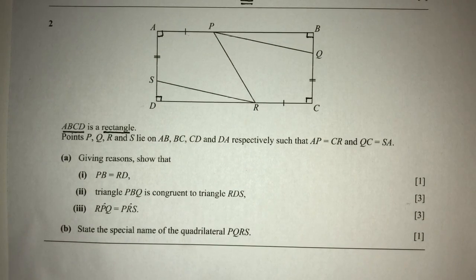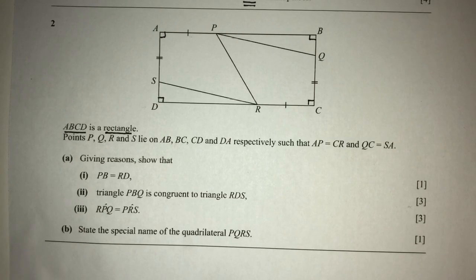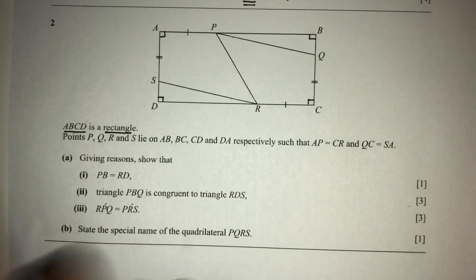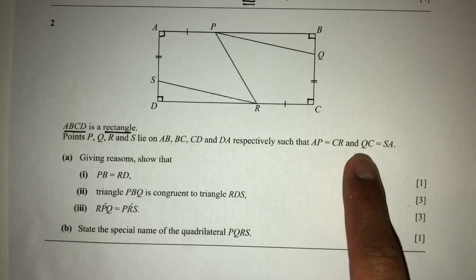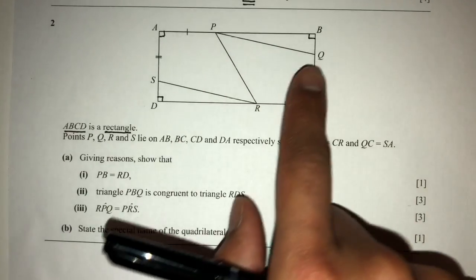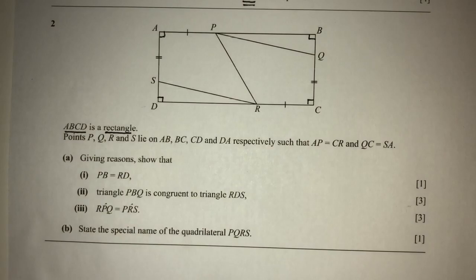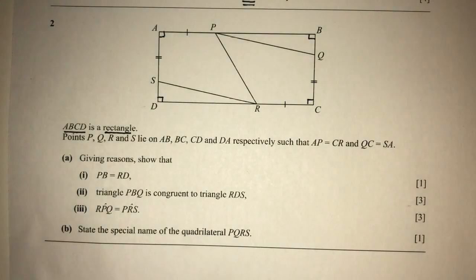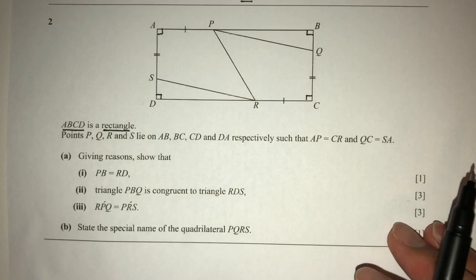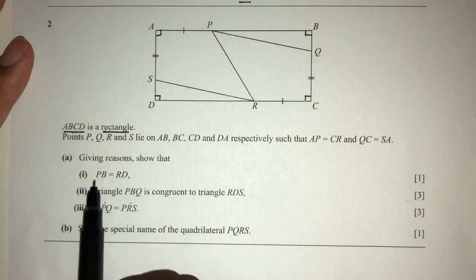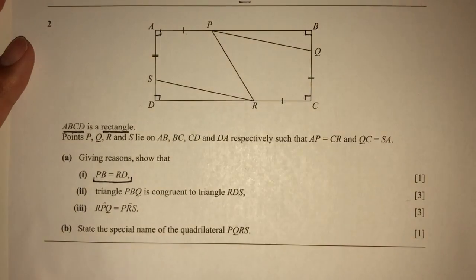So now we have points P, Q, R, and S lie on AB, BC, CD, and DA respectively, as you can see on the diagram, such that AP is CR, and then we have QC is SA. Okay, so it is given to you on the diagram. Now part 1, giving reasons, we have to show that PB is equal to RD. Okay, so we have to show this is true. That's the first thing we need to do.